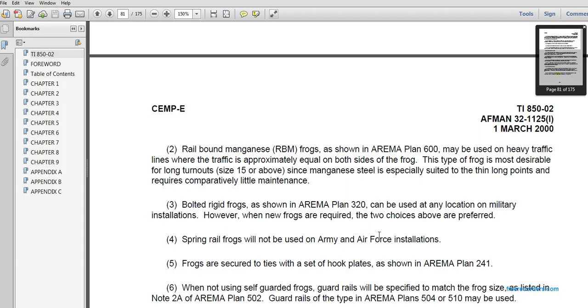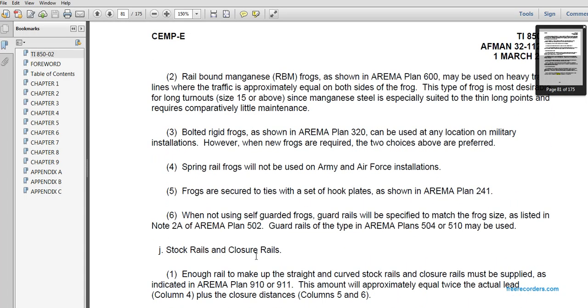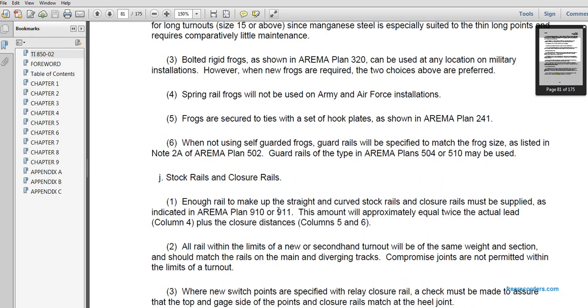Bolted rigid frogs, as shown in REMA Plan 320, can be used in any location of military installation. However, the new frogs are required in two choices as preferred. Spring rail frogs will not be used in Army or Air Force installations. 5. The frog secured to the ties with the set of the hook plates is shown in the REMA Plan 241. When not using self-guarded frogs, the guardrails will be specified to match the frog size as listed in Note A2A and REMA Plan 502. Guardrails of the type of REMA Plan 504 and 510 may be used.